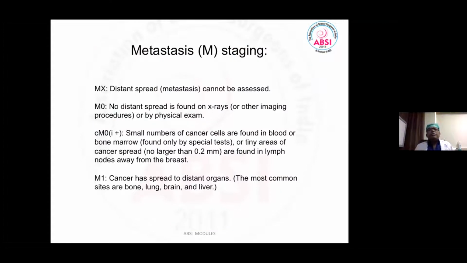Now, coming to metastasis, again, you note the change. M0 is no metastasis and M1 is metastasis. Now, once there are companies who have come out with circulating cancer cells or circulating DNAs, they have added this terminology called cM0(i+). That means they have got isolated circulating cancer cells. What the impact of this in clinical practice would be is at present debatable, but that's a new addition or an add-on that has been given in the TNM.